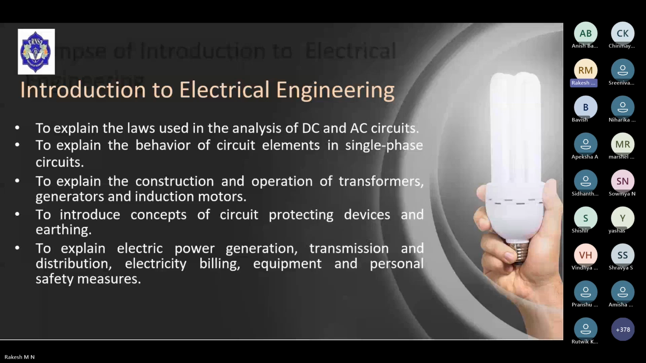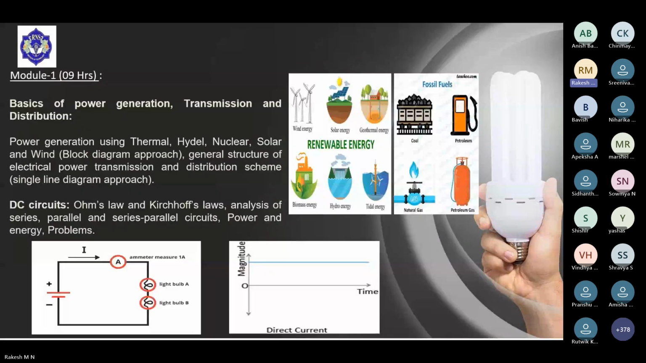Then in module 1, we have 2 topics, basics of power generation, transmission and distribution. We all know there are 2 types of energy sources, renewable energy and non-renewable energy. In this context, we have thermal and nuclear as non-renewable sources of electricity. Then hydel, solar and wind form the renewable energy band. So we discuss these methods of generation of electricity using wind, solar, hydel, nuclear and thermal with the block diagram approach.